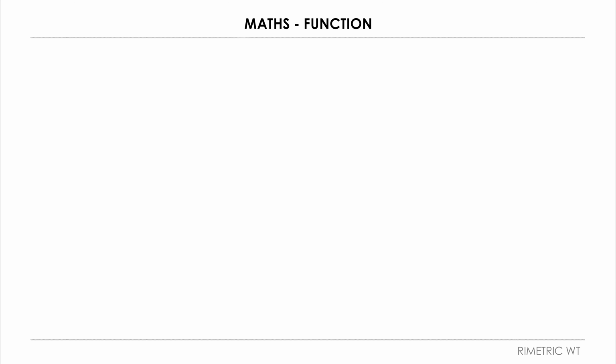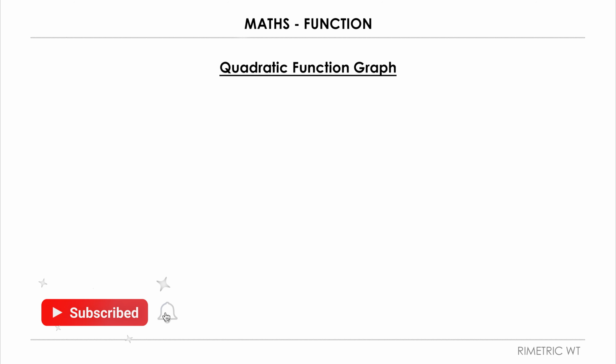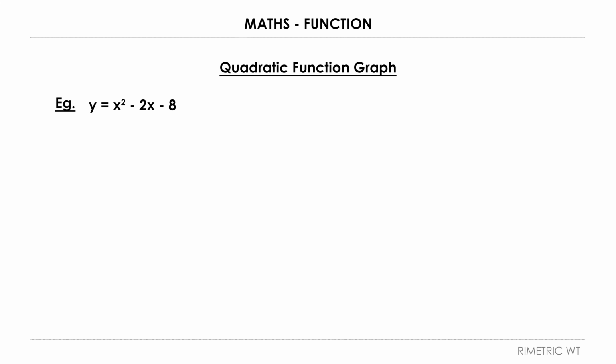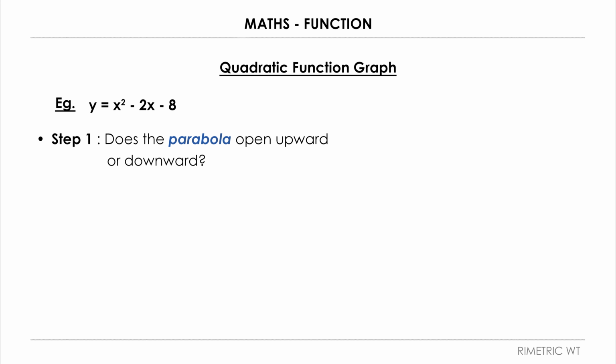Plotting a quadratic function involves some additional steps, unlike what we saw with linear functions, where finding intercepts was enough. Let's see these steps using an example. Here our function says y equals x squared minus 2x minus 8. The first step is to determine the parabola opening, whether it is upward opening or downward.